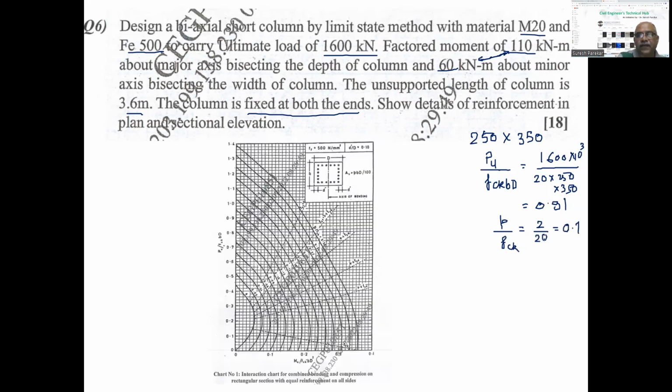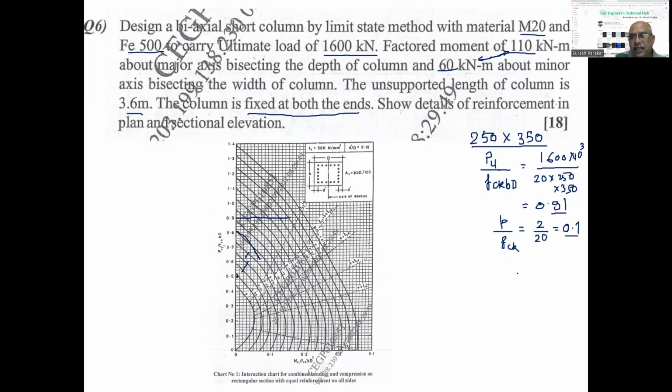So now the graph is given in the examination question paper. If I consider 0.9 and draw a horizontal line, you can see we have 0.2, 0.4, 0.6, 0.8 and this is 1. So this is the p by fck line, which is 1. If we do not have an intersection, then we cannot get the value of Mu upon fck bD, and therefore I have to go for a higher dimension of the column.